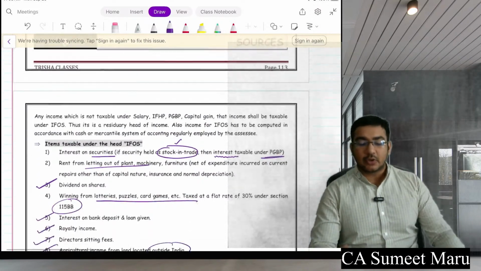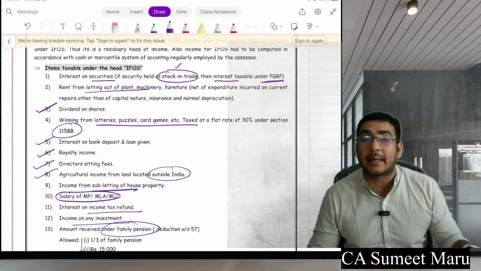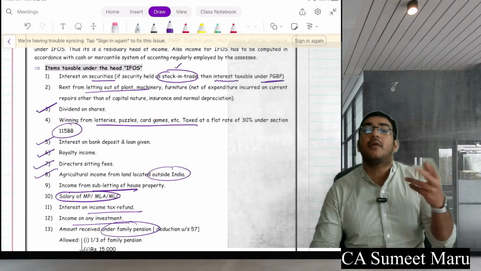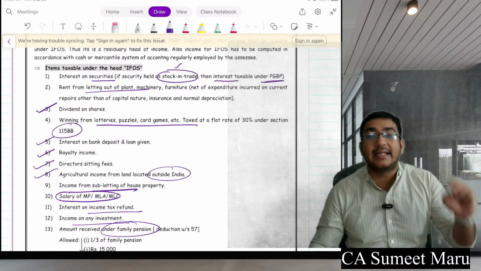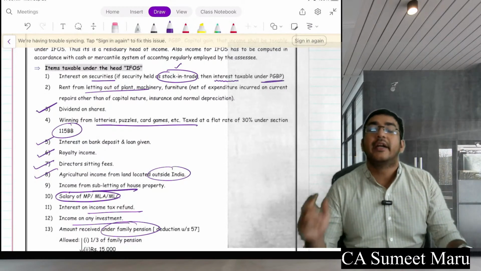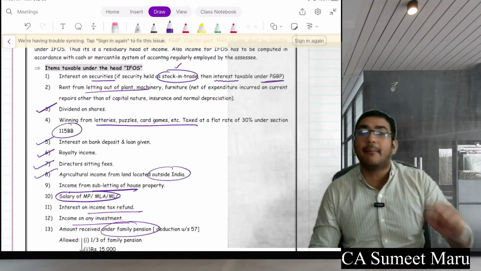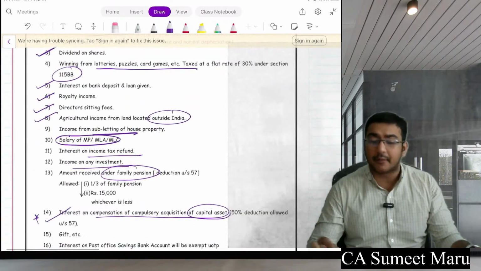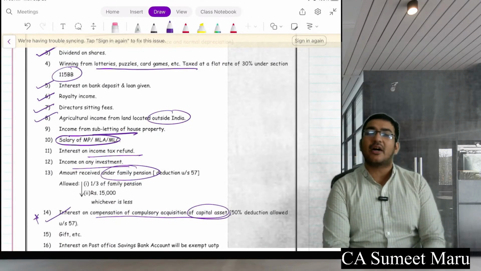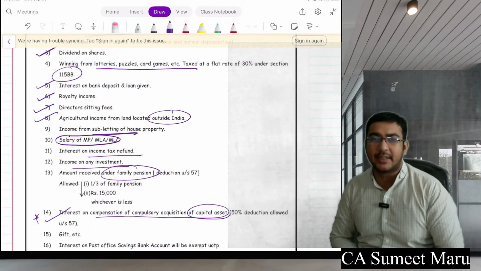So in income from other sources, we will tax all the remainder income, including rent from plant and machinery, subletting of property, interest on your investments if that is not your stock in trade, and dividends. Thereafter, salary of MPs and MLAs will be taxable here. Further, post office savings account interest will be taxable here. All these things are going to be taxable here.